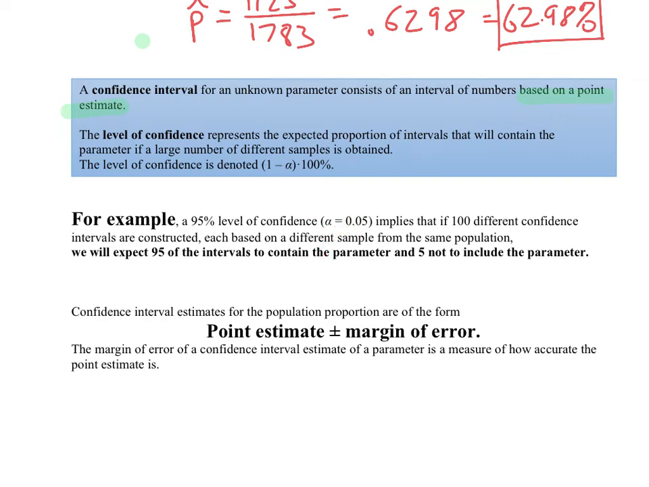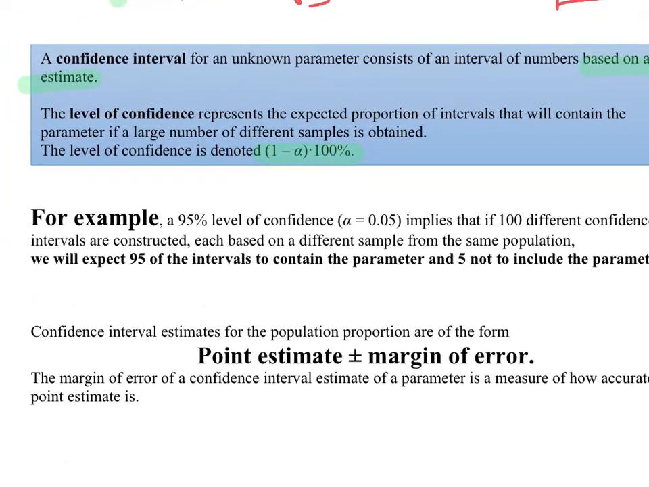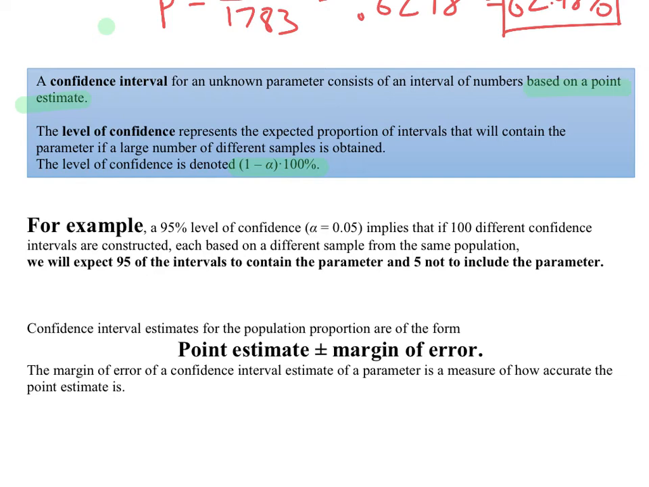Because the level of confidence, we're going to say 1 minus alpha percent. Alpha, that's the Greek letter alpha there. So it's basically take 100 minus the confidence level, and that gives us our alpha. So if we have a 95% confidence level, that implies that if 100 different confidence intervals were constructed, each based on different samples from the same population, we would expect 95 of those intervals to contain the parameter and 5 not to contain the parameter.